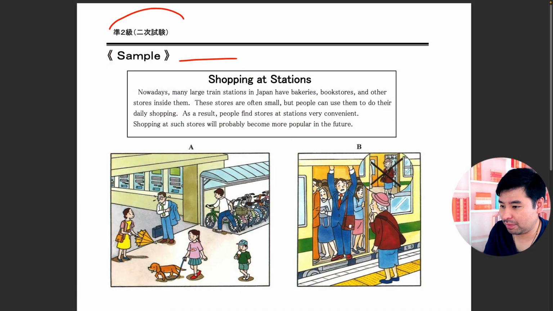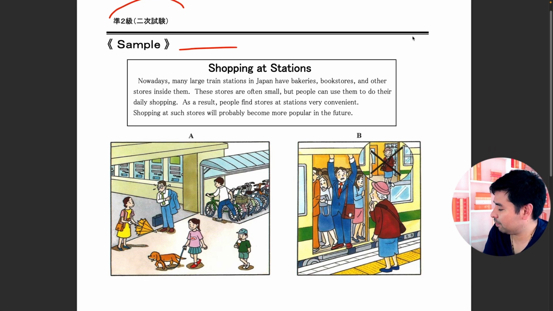So very good. Here they ask you, read the text, and then we go: Shopping at stations. Nowadays, many large train stations in Japan have bakeries, bookstores, and other stores inside them. These stores are often small, but people can use them to do their daily shopping. As a result, people find stores at the stations very convenient. Shopping at such stores will probably become more popular in the future.